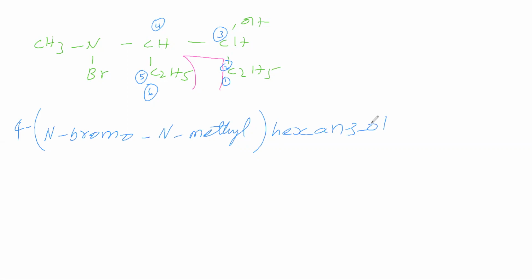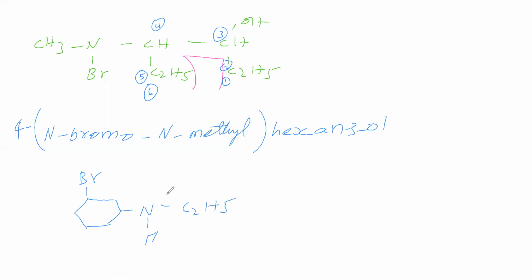Next we'll take one of the compounds like this. It is cyclohexane. This cyclohexane has here bromine and here NHC2H5.